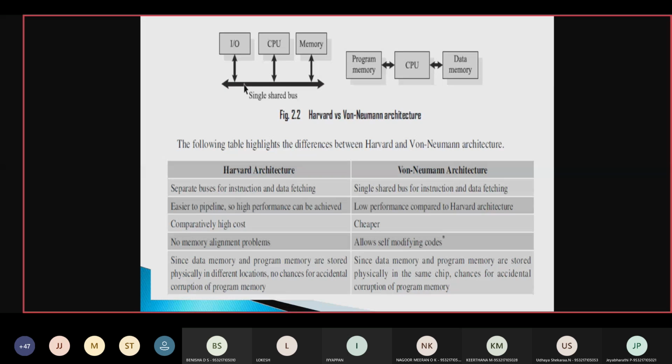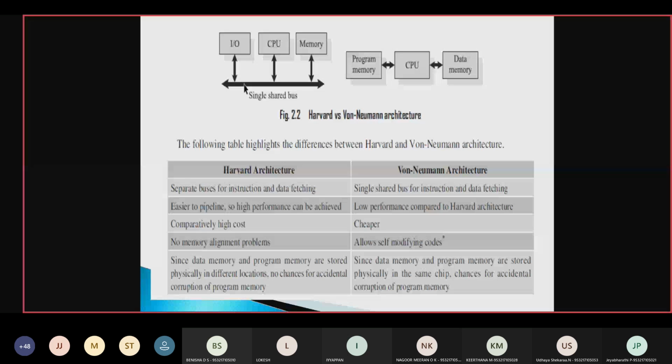There are no memory alignment problems in the Harvard architecture, because each has different address buses. Whereas the von Neumann architecture allows self-modifying code. Since data memory and program memory are stored physically in different locations in Harvard, there is no chance of accidental corruption of the program memory, because there are two separate buses and two different memories. In the von Neumann architecture there is that problem. So that is what is meant by the von Neumann architecture and the Harvard architecture.